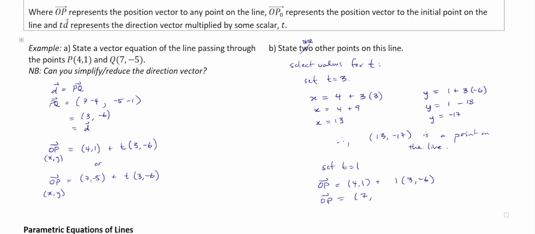And then 1 plus negative 6. Well, 1 plus negative 6 is going to be 5. So 7, 5 works here.